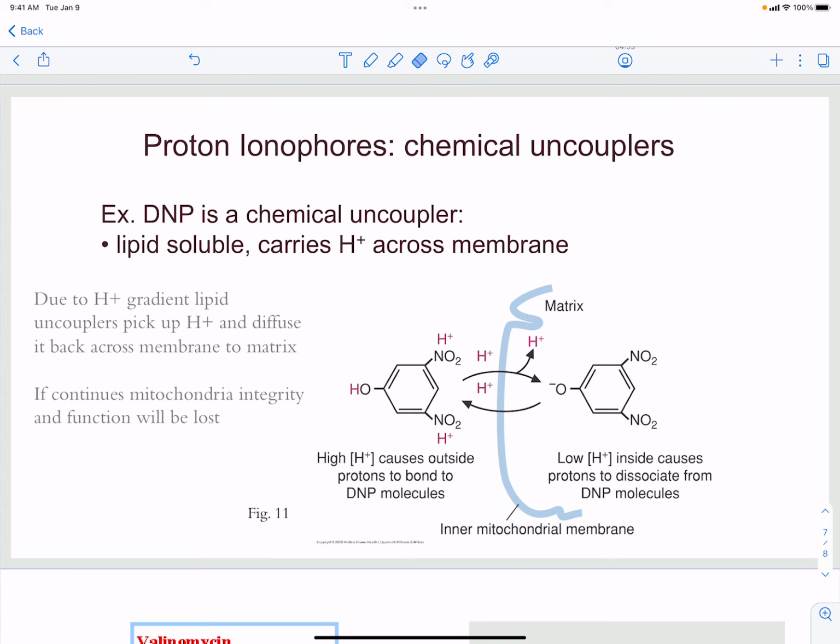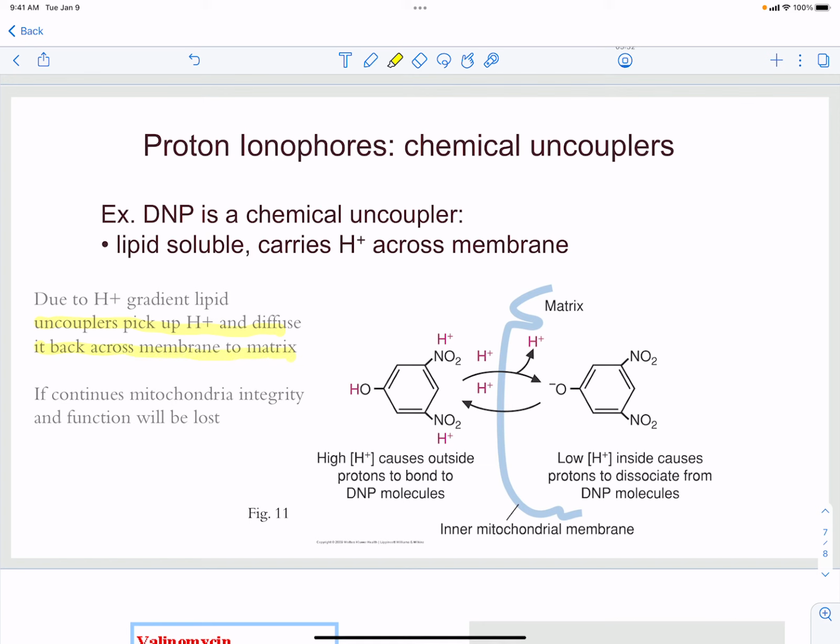So dinitrophenol is a chemical uncoupler, and this is going to be a lipid-soluble chemical. So that means it can move across the membrane, and it's going to carry hydrogens across the membrane. So basically, remember the hydrogens are creating a gradient, a proton gradient, and you're going to have higher levels of hydrogen in the intermembrane space and lower levels in the matrix. So the uncouplers are going to pick up the hydrogen and diffuse it back across the membrane, bypassing ATP synthase.